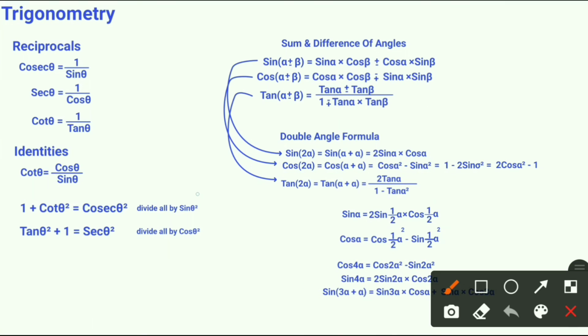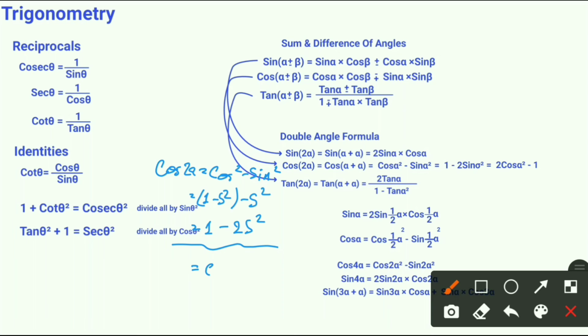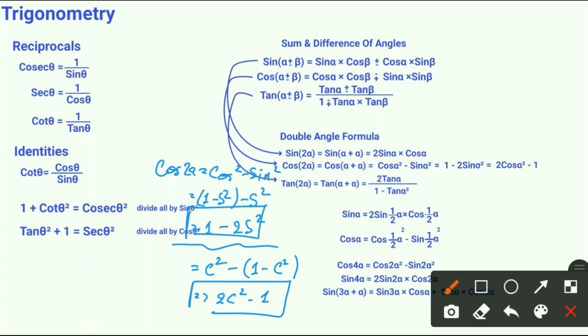Okay, so cos 2a is equal to cos square minus sine square. You could convert it like this: 1 minus sine square minus sine square, so it's going to be 1 minus 2 sine square. Or you could convert it like this: cos square minus (1 minus cos square), which gives 2 cos square minus 1. You can convert it like this and like this, and these two are very important and applicable.